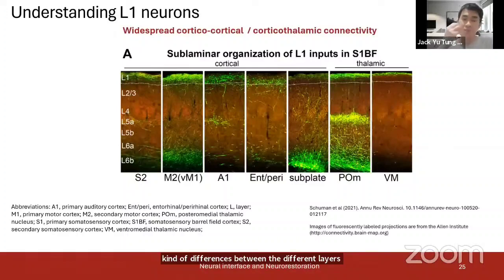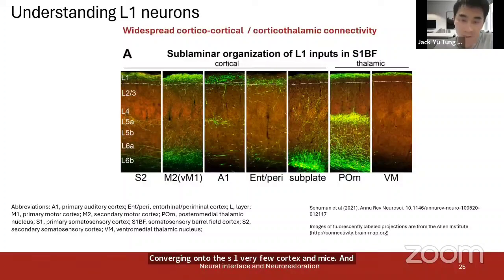So these are some images taken from Schumann and colleagues, which show the connectivity patterns of various afferents to the primary somatosensory cortex, S1, in mice, demonstrated through fluorescence labeling. Each image here, each column, shows the afferents coming in from the respective brain regions as labeled below, like the secondary somatosensory cortex, S2, or the secondary motor cortex, M2, and so on, converging onto the S1 barrel field cortex in mice.